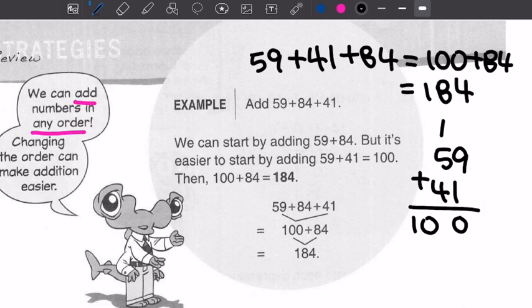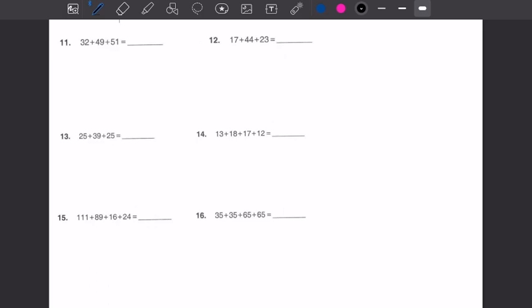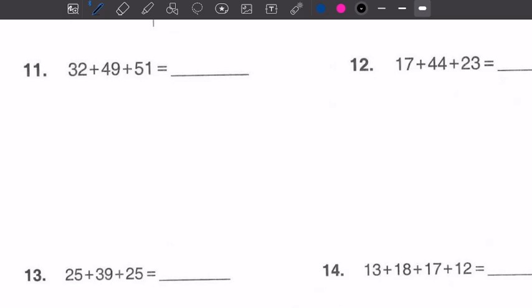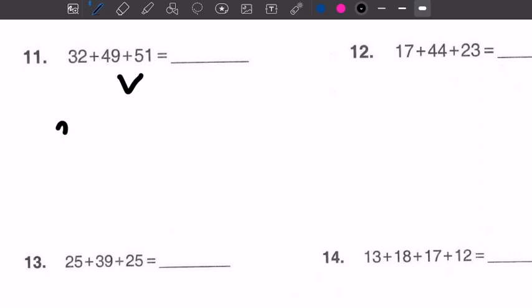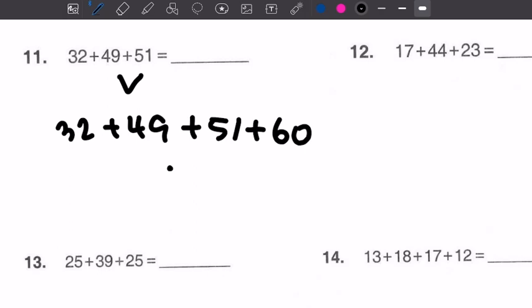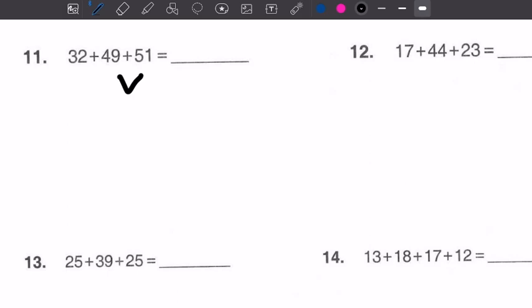Now let's take a look at some examples. For practice problem number 11, we have 32 plus 49 plus 51. Now for this, instead of changing the order around, we can change the order that we add the numbers. So instead of going from left to right, we can start from the right. And if there are more numbers like 32 plus 49 plus 51 plus 60, we can even start in between. But for this example, we're going to start by adding 49 and 51.